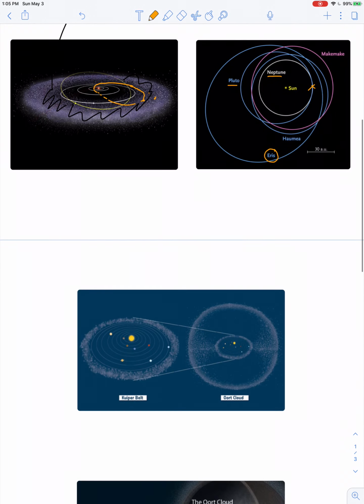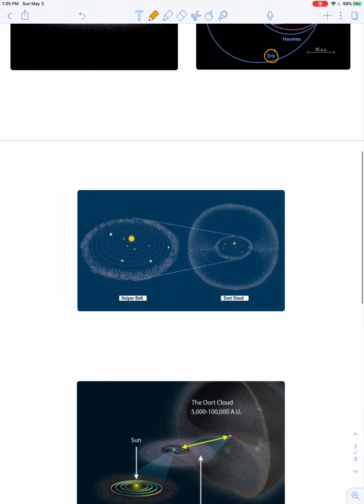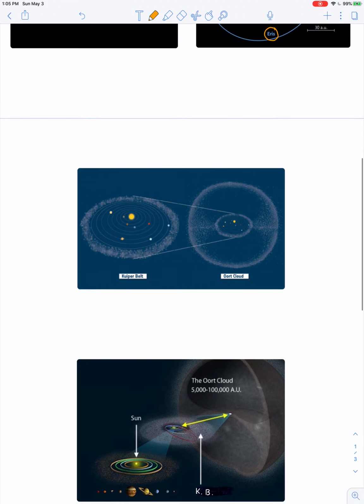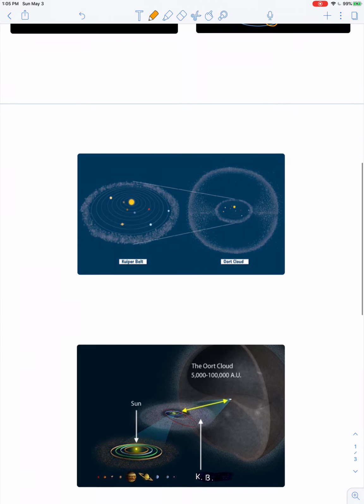There's another source of comets that lies beyond the Kuiper Belt, and instead of sitting in a ring or a belt or in a plane, there's a region known as the Oort Cloud, which is more of a spherical distribution of small bodies and comets, and that orbits at a greater distance, starting from about 5,000 AU out to 100,000 AU.